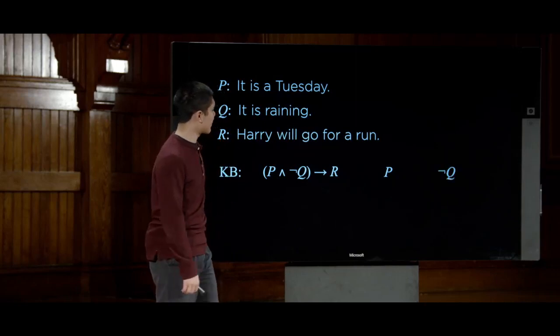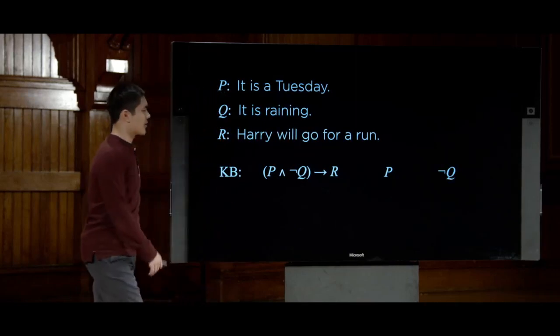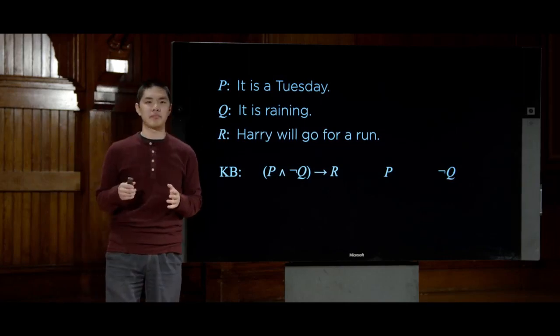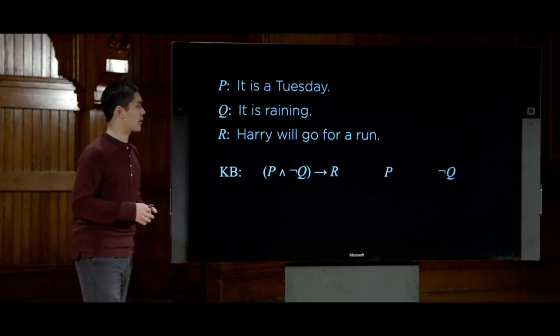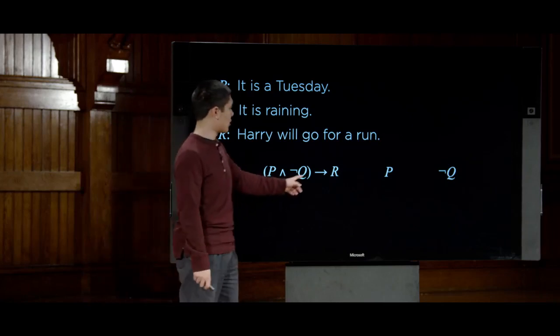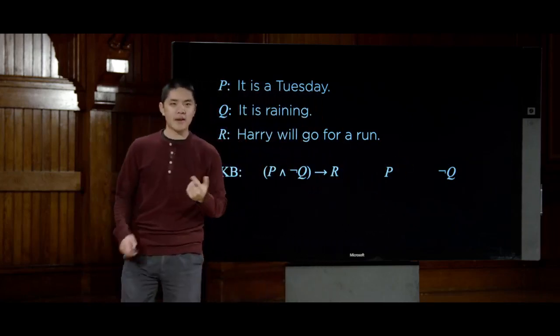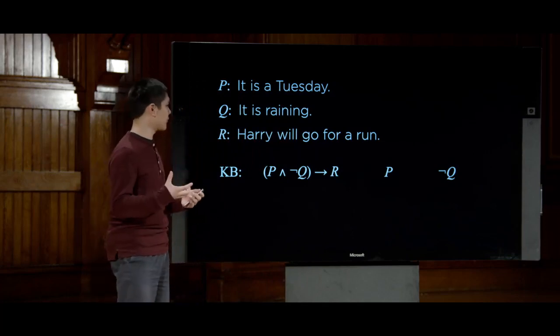And we also have the information not Q, that it is not raining, that this sentence Q, it is raining, happens to be false. And those are the three sentences that we have access to. P and not Q implies R, P and not Q. Using that information, we should be able to draw some inferences.